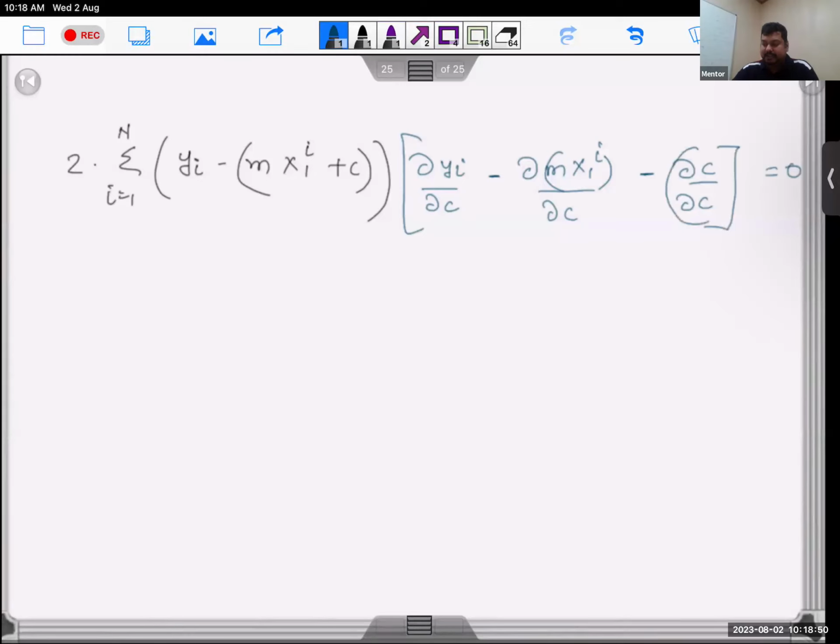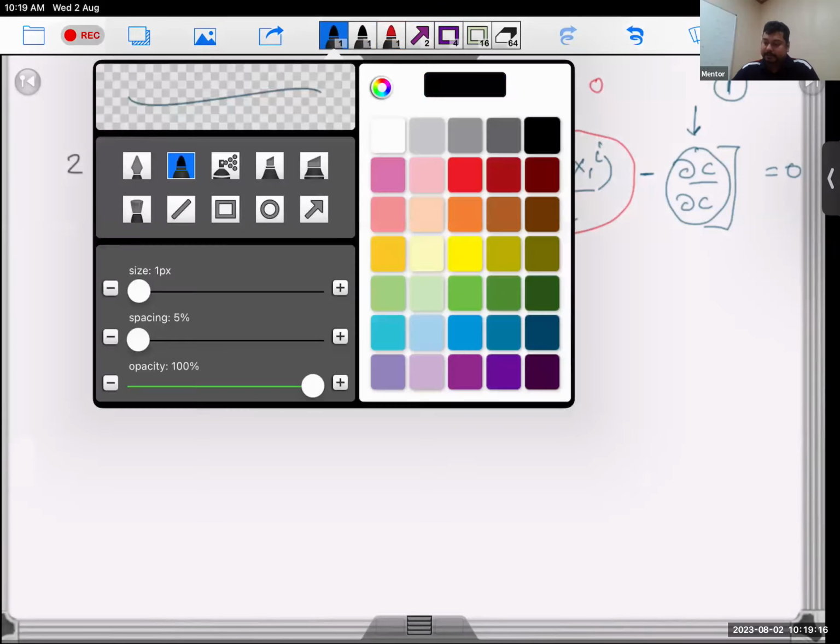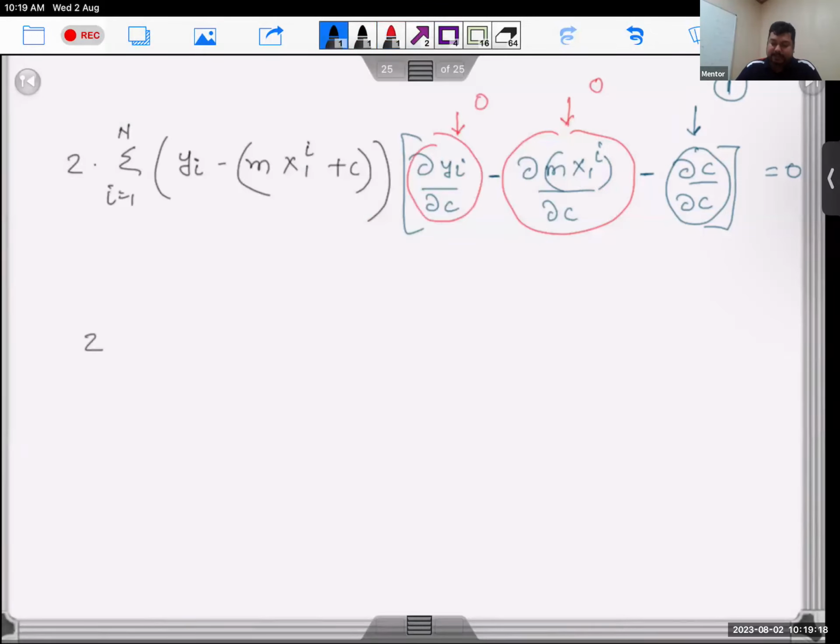What will be the derivative of c with respect to c? 1. C is not a constant, it's a variable for us. What will be about this? 0. m is a constant. x1i is the input value, again a constant. This would be a 0. What is this? 0, the actual value. That is what you get. So you are going to multiply everything with a -1 inside.